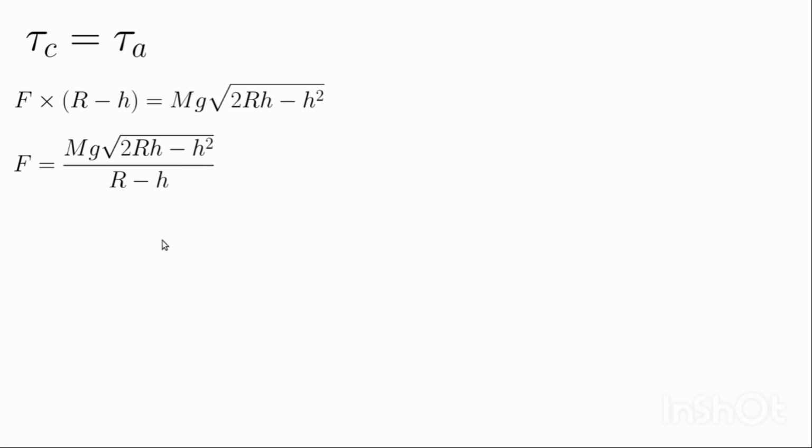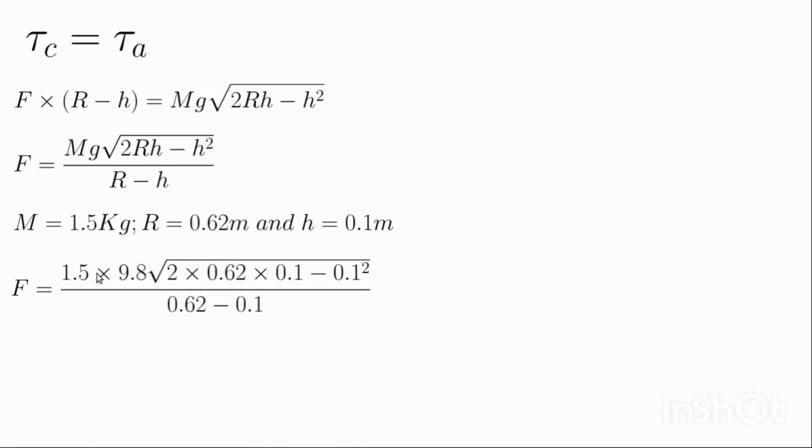Let's find out, if our m is 1.5 kg, R is this, and our h is 0.1 meter, what will be the value of F? If we substitute them in, we get F equal to 1.5 times 9.8 times this expression. At the end, we have F equal to 5.79 newtons. So this is the force. Something a little bit above this is just the force needed to pull that wheel over the curb.